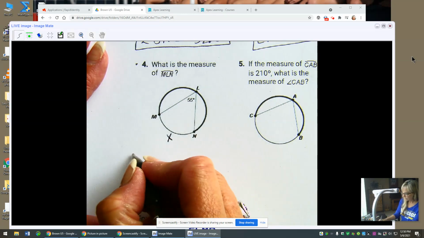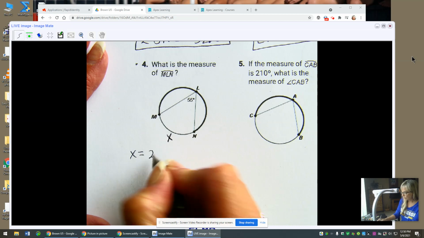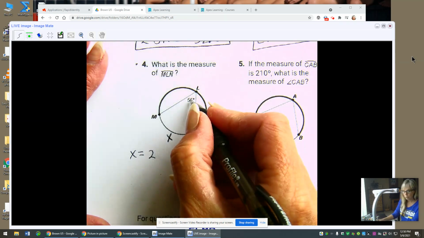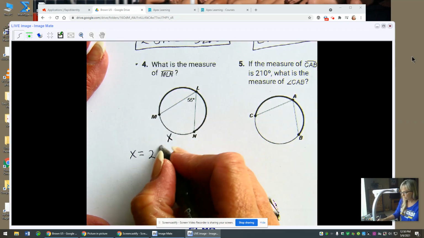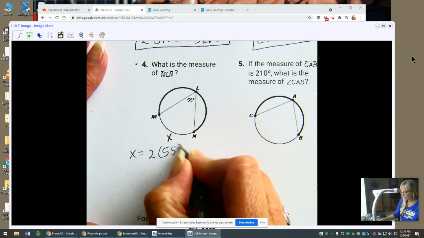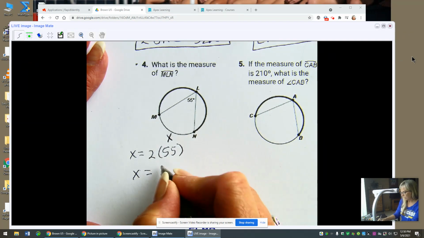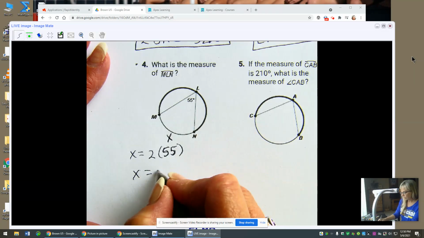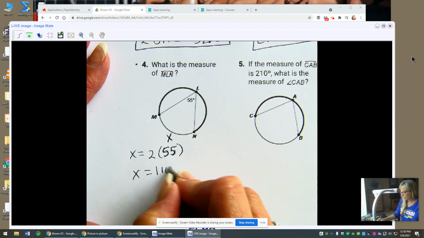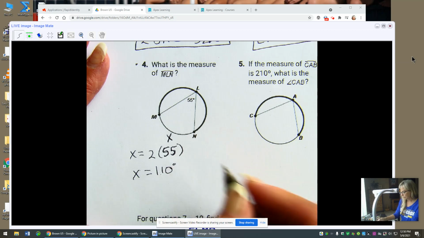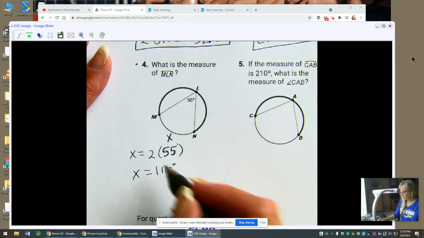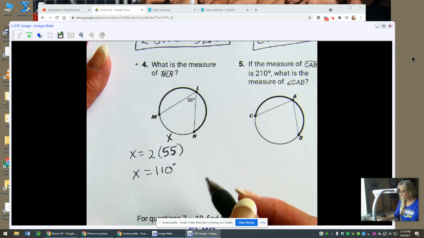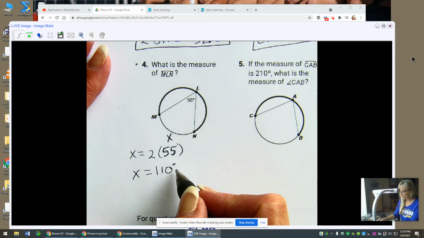So X is, again, double like the last one we did. If we have the inscribed angle, we'll have to double it to get the arc. So X, that arc, is the one we need, but it's not the one we're ultimately trying to find. We're going to get 110 degrees. But that's not our answer. That's going to help us find the answer.